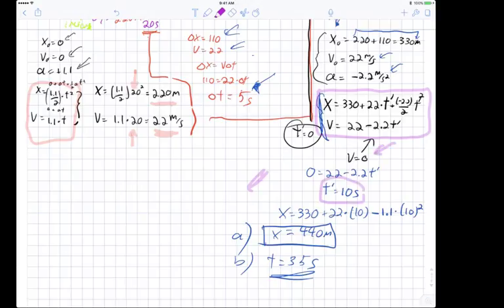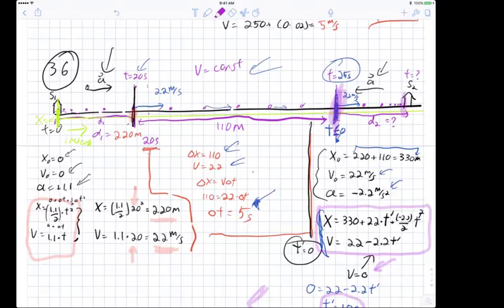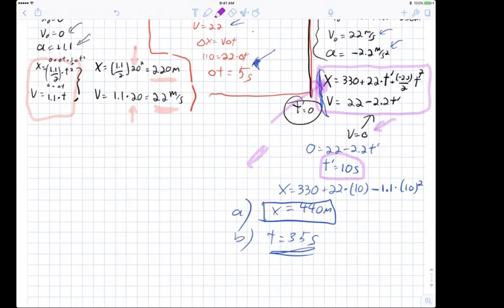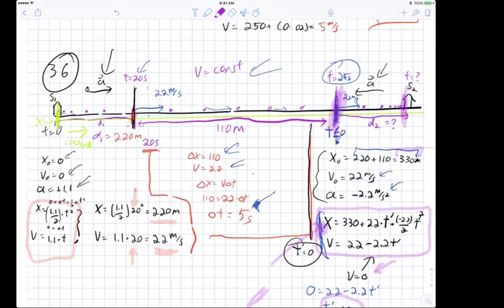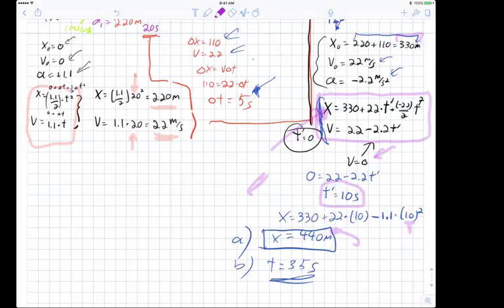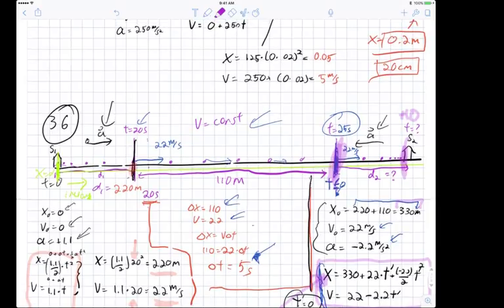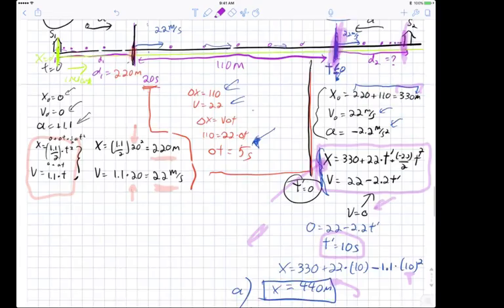Okay. And it also tells me, because I used x is equal to 330 as my initial position, these don't describe displacement. They describe my position on the track. So at this time, t prime is equal to 10, my final position is 440 meters, so I know that this final position is at 440, and I know that it's taken 10 seconds to go from here to here, so the final time is 35 seconds. And that's how to do it.